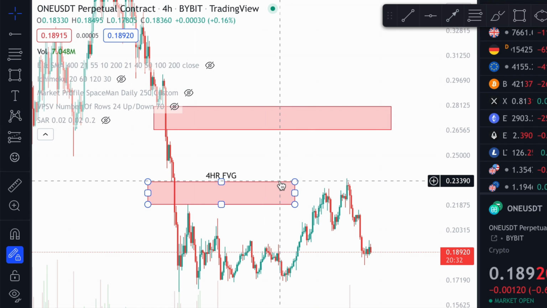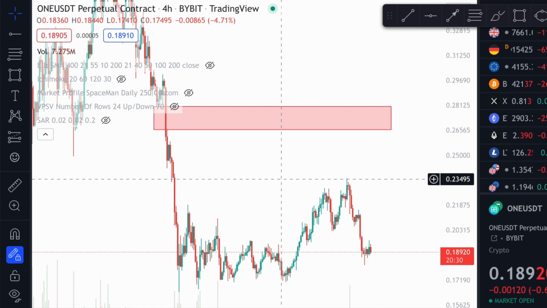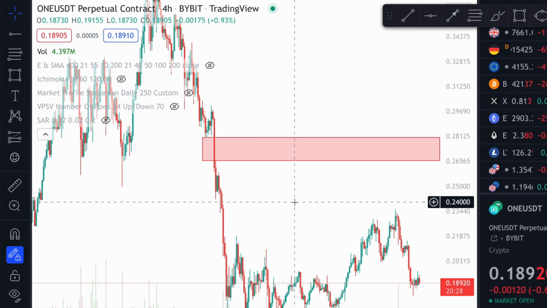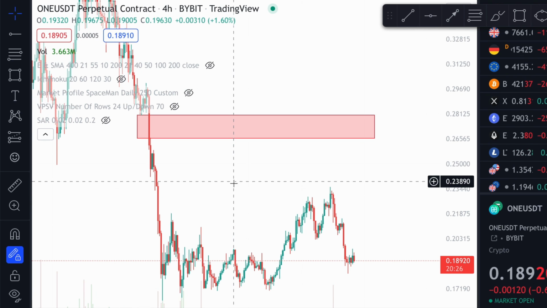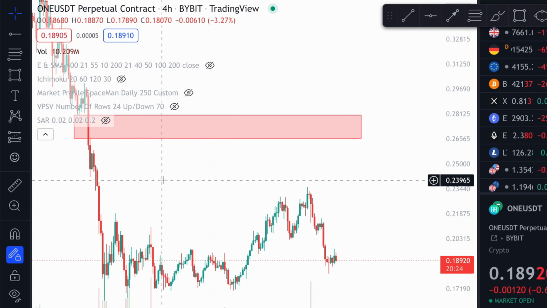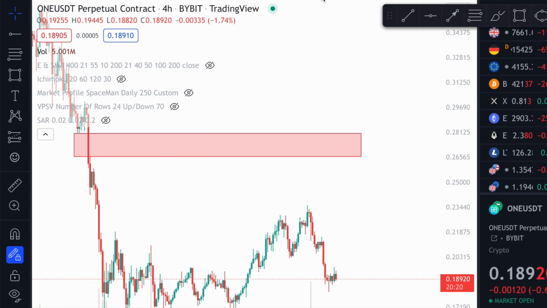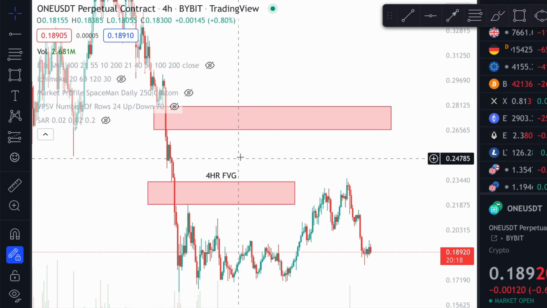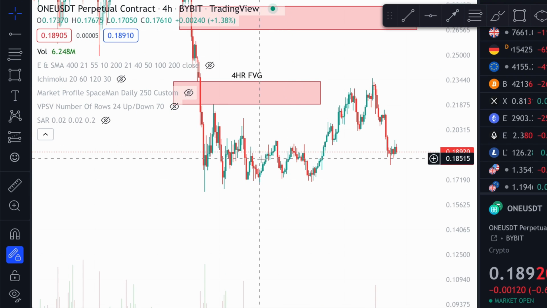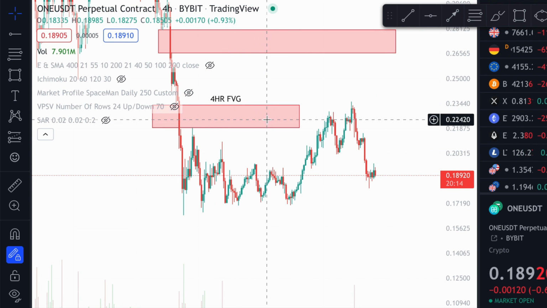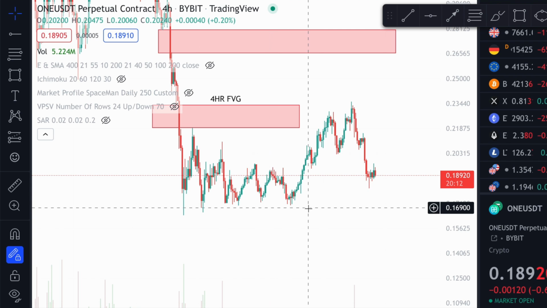Because this one's been filled in, I'd probably delete it. You don't need it anymore. If it's been filled in, you don't need it. And what you can do with imbalances is use them to build your trades. So if I just go back and undo, we're gonna get that imbalance back, right? So now you know that this fair value gap exists.